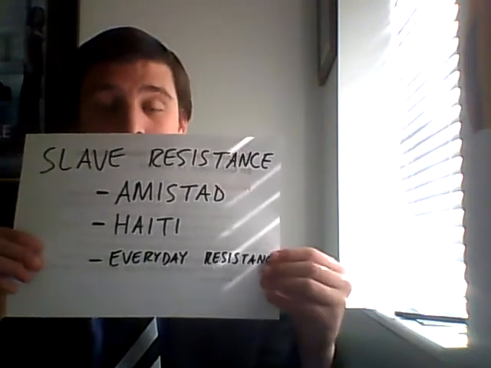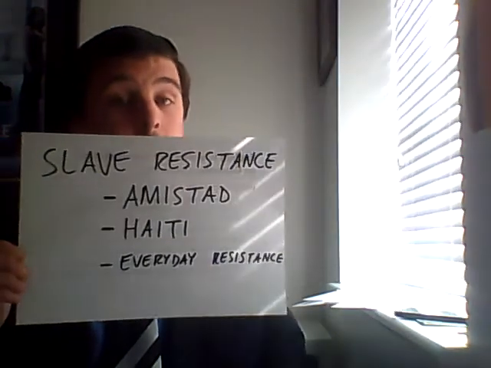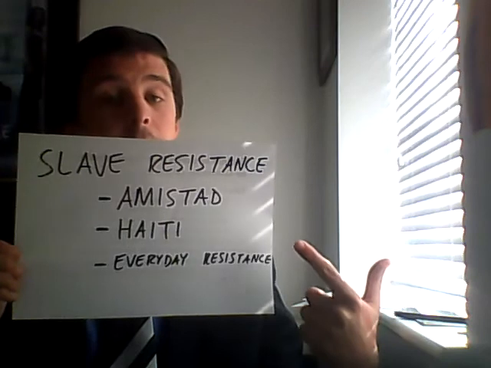Finally, the last thing I'm going to talk about is slave resistance. Okay, I'm going to talk about 3 examples of slave resistance that we've looked at in class, so it should be all familiar to you: the Amistad Rebellion, the Haiti Rebellion, and everyday resistance. So there was resistance from enslaved people. They did try and put up a fight and try and, you know, improve their lives.